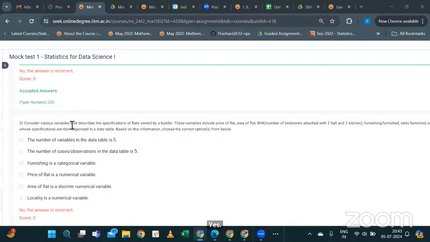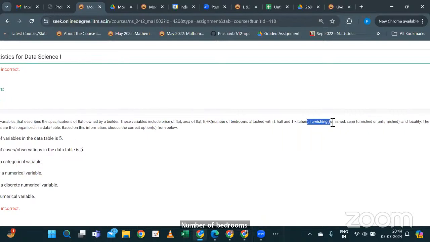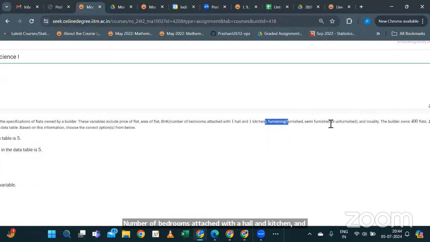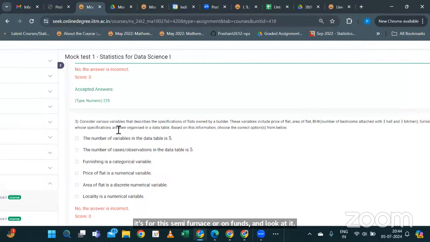So consider various variables that describe the specification of flats owned by a builder. These variables include price of flat, area of flat, BHK, that is number of bedrooms attached with hall and kitchen, whether it's furnished, semi-furnished or unfurnished, and locality. The builder owns 400 flats whose specifications are organized in a data table. The question is, we have to choose the correct option. So what is the number of variables here?